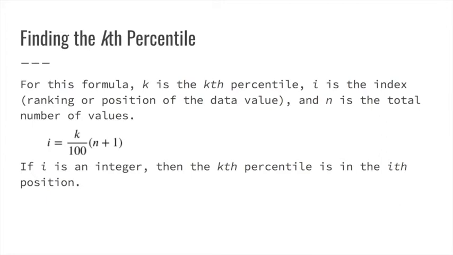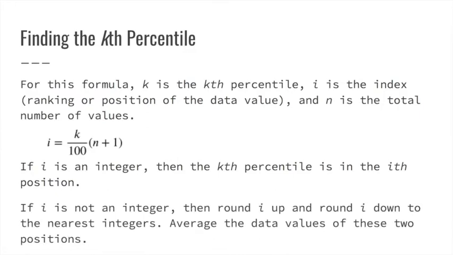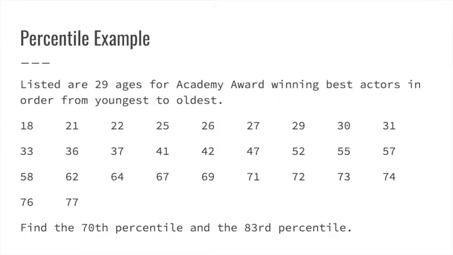If, when you plug in this formula, you get an integer for I, a whole number, then you use it. The number in the ith position is the percentile you're looking for. If you get a number that's not an integer, say you got 11.3, then you take the 11th value in the list and the 12th value in the list and you average those two together. Even though 11.3 is not exactly halfway between 11 and 12, that's our procedure regardless of what the actual numbers are. Okay, so here is a list of data.